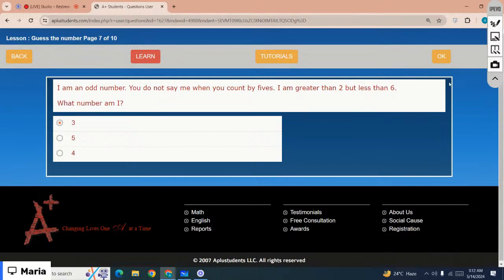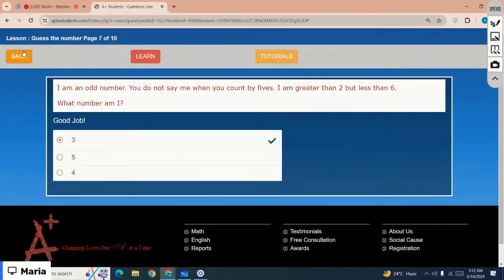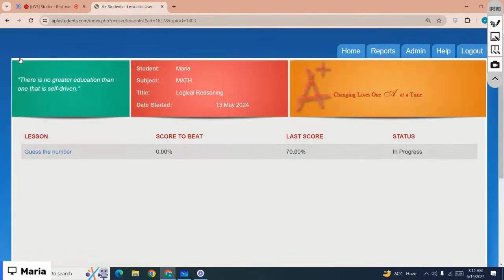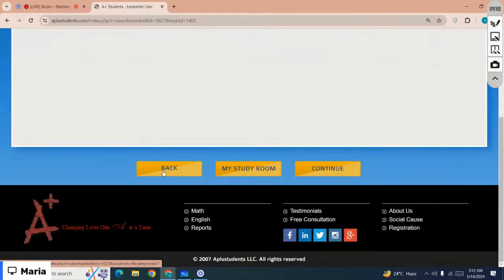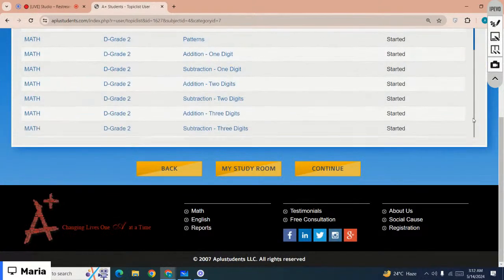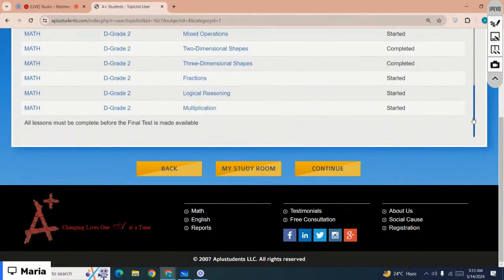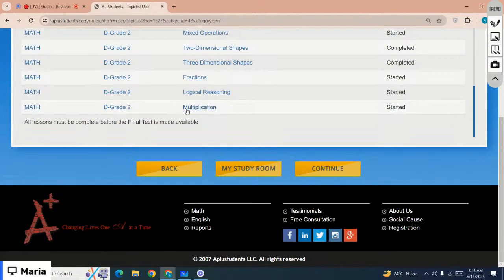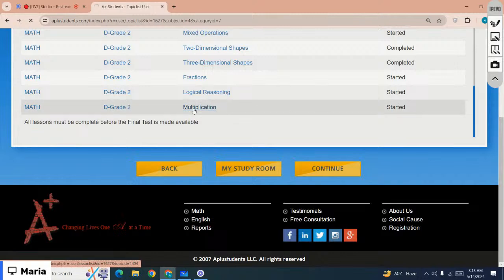Okay, you can complete the lesson by yourself later today. Let me just move on to the next lesson. Next lesson means I'm going to start with the next chapter, because this chapter has only one lesson, that is guess the numbers, and we are done with the lesson. Now let's move on to the next chapter, that is multiplication.